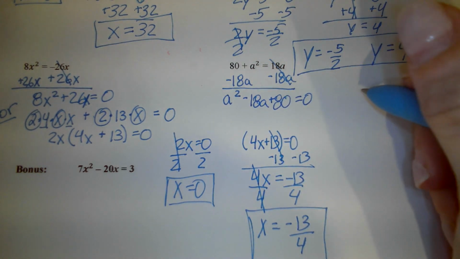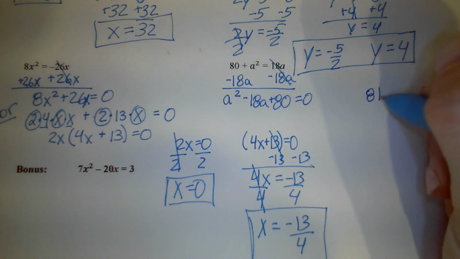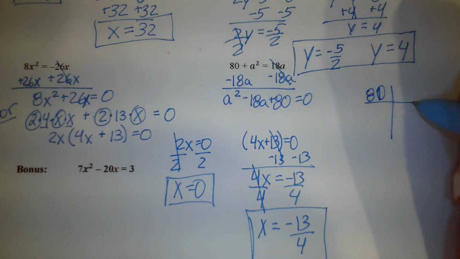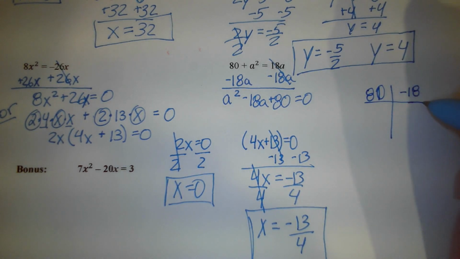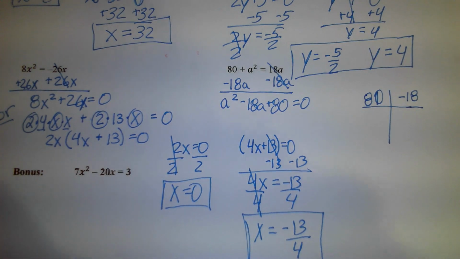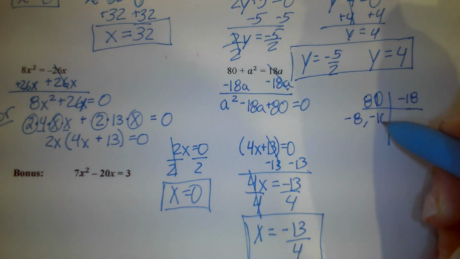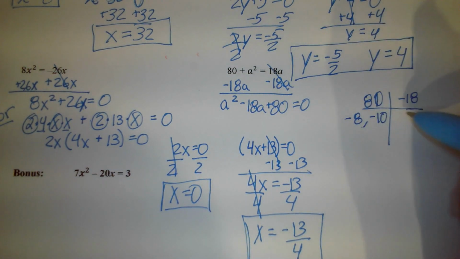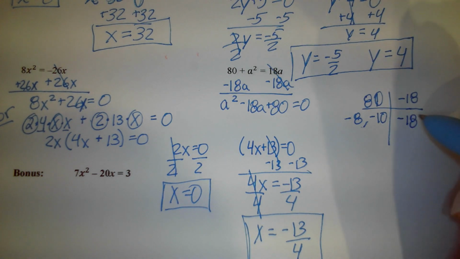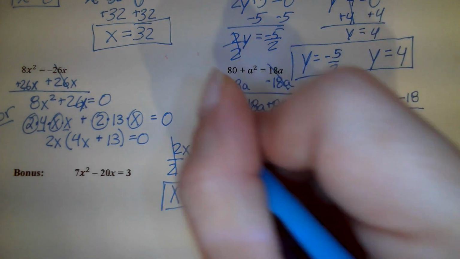Now we want a table. We want a product of 80, but a sum of negative 18. Now, if I want a product of 80 and a sum of negative 18, let's see, 80 divided by 10 is 8. And if I do negative 8 times negative 10, I get a positive 80. But if I add them together, I get negative 18.